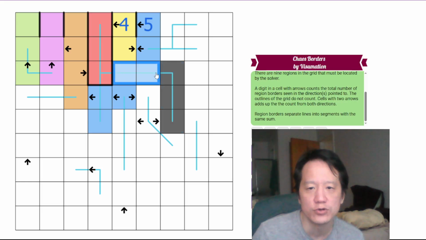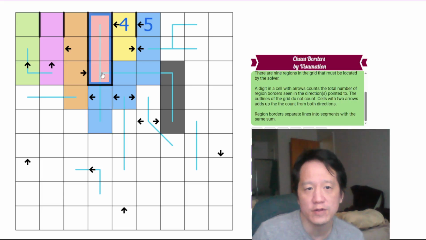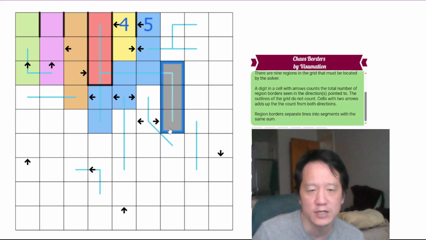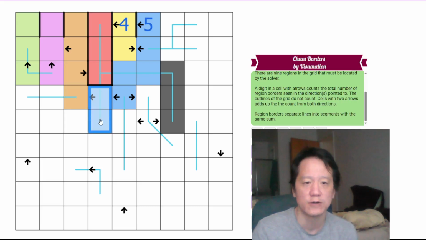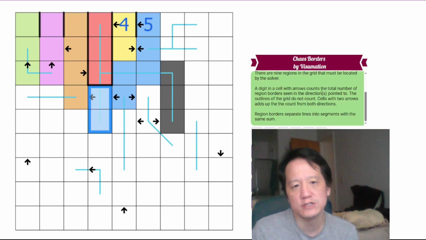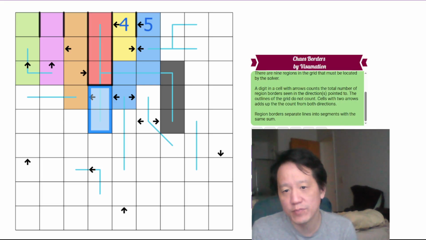Because region borders separate this line into segments, so this is not the same segment as this. Therefore, these 3 would have to equal the same digit sum as these two, which would equal the same sum as these three, which would equal the same sum as these two digits here. So that's how region sum lines work. And those are all the rules. If you'd like to play along, there's going to be a link in the description. And now, I'm going to get started.